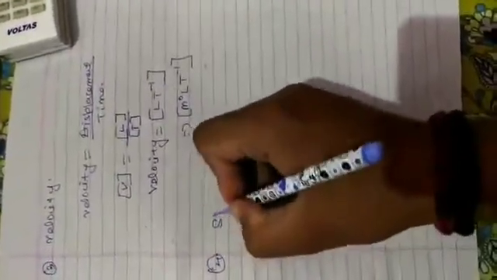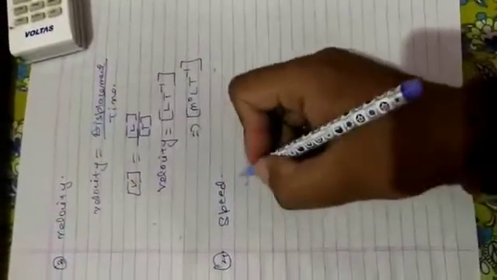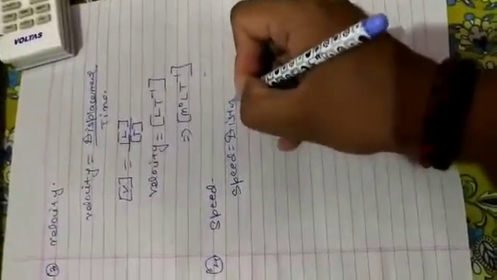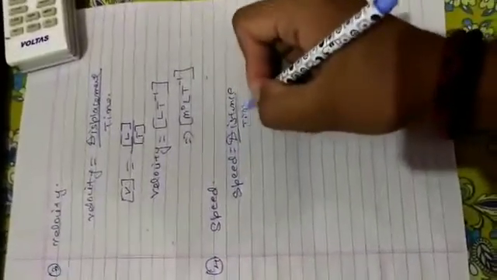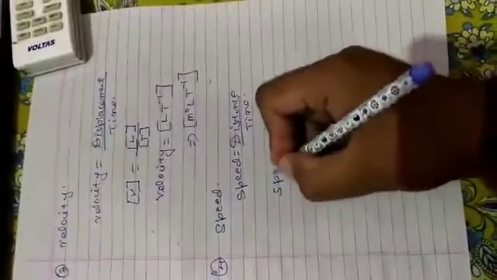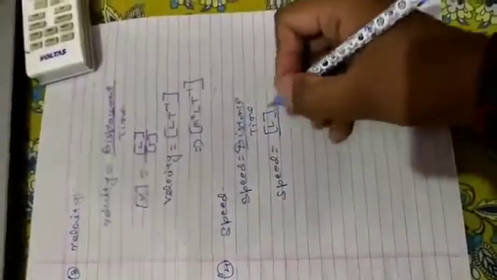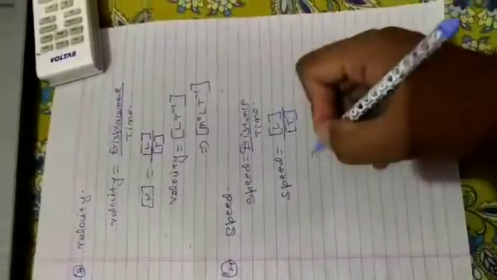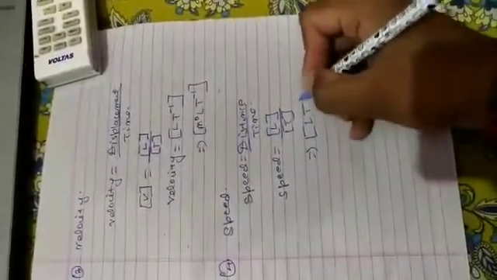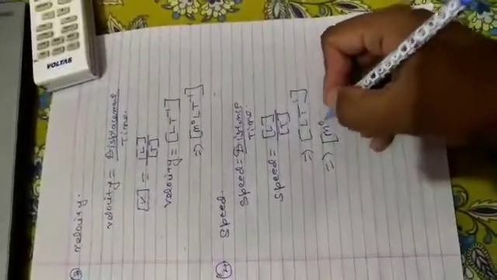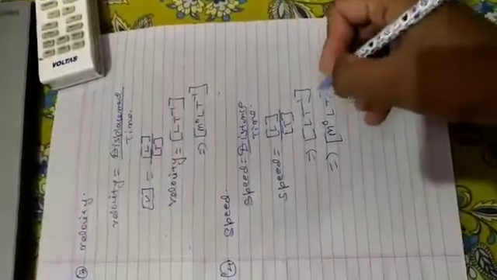Fourth one is speed. So what is the formula of speed? Speed is equal to distance upon time. So again, speed is equal to distance, which will be in L, length form, and time will be in T. Again the same, we get L T minus 1, and if we want to write it in MLT form, so M0 L T minus 1. So this is your speed dimensional formula.